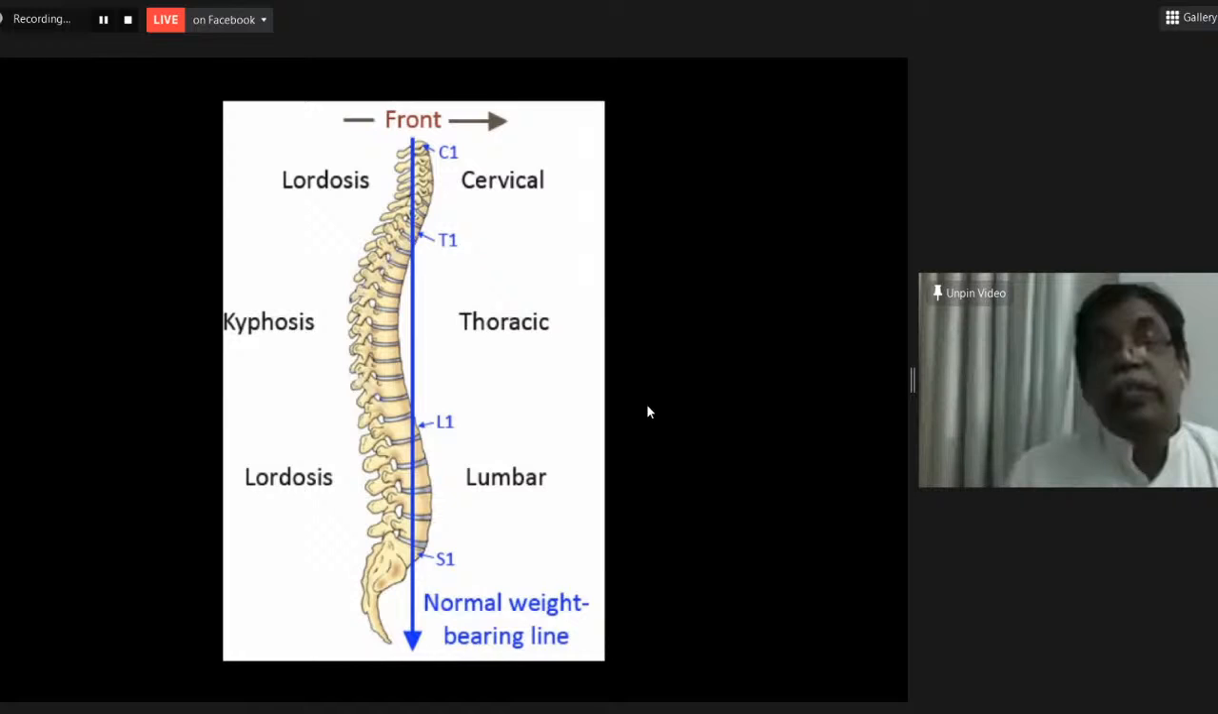the various curves of the spine are oriented around the central axis of the spine. And whenever you are treating, when you look at the patient, you have to understand how these curves are maintained, and you have to analyze whether these curves are there in place where the axis is passing normally or it has deviated.